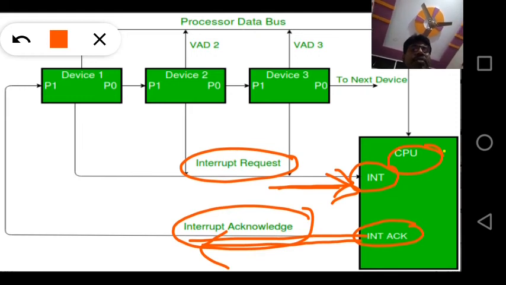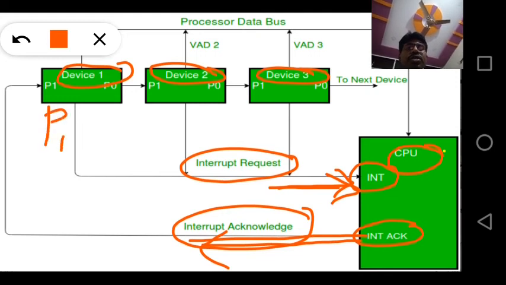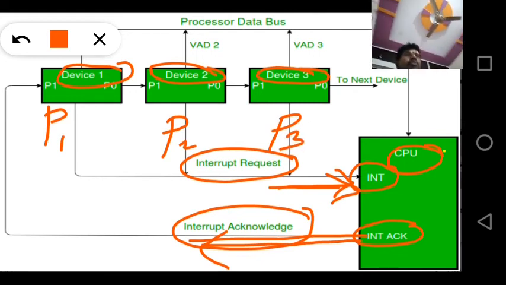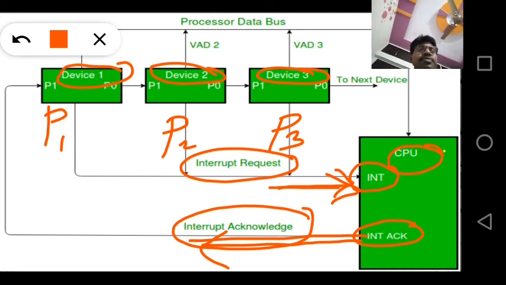So here, what's happening: device 1, device 2, device 3. Device 1 has priority 1, device 2 has priority 2, and device 3 has priority 3. Here priority 3 is the highest priority, something like that.